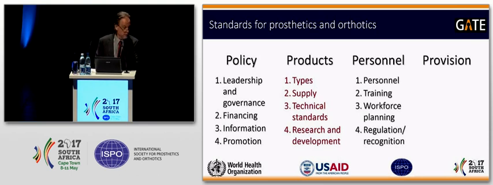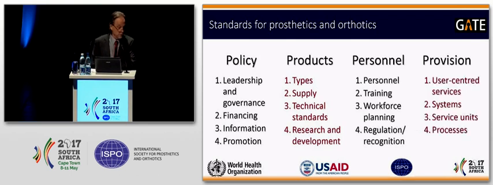And then the final chapter talks first of all about user-centered services, stresses the importance of that. And then it looks at service delivery from three perspectives, starting with the macro perspective, looking at systems that are needed, national systems, then zooming in on the service unit and the standards that are required there, and zooming in furthermore on the processes that need to be in place in the service unit.